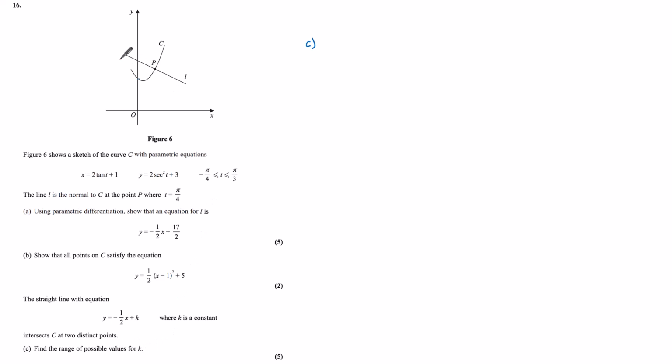So if we imagine this line L, as we already know this line to have a gradient of negative a half, when we have a line that cuts a curve at 2 points, we want to be able to form a quadratic where the discriminant has a value greater than or equal to 0 in order for it to intercept at 2 points. And so in order to find that, we're going to put the equation of our line L, negative a half x plus k, equal to the equation of our curve, half x minus 1 squared plus 5.